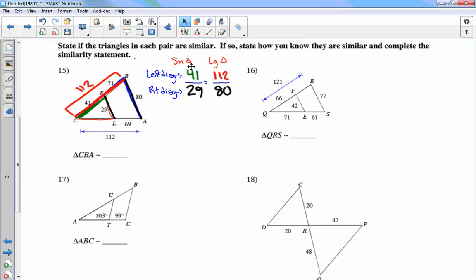So everyone, open up your calculator. Type 41 divided by 29. Do you know how to simplify a fraction on a calculator? If not, you get a decimal.